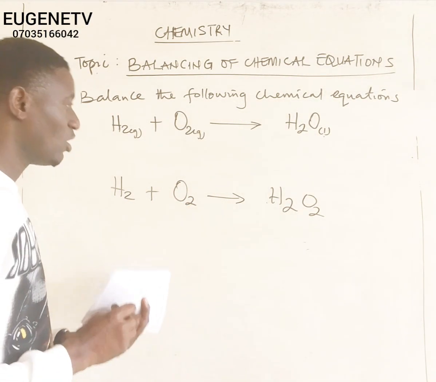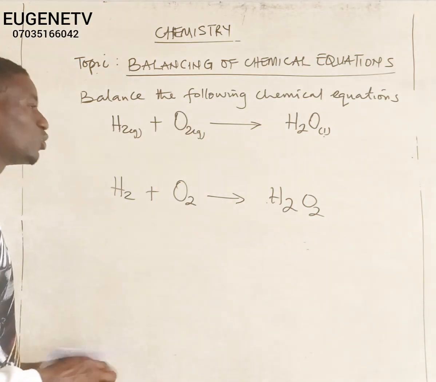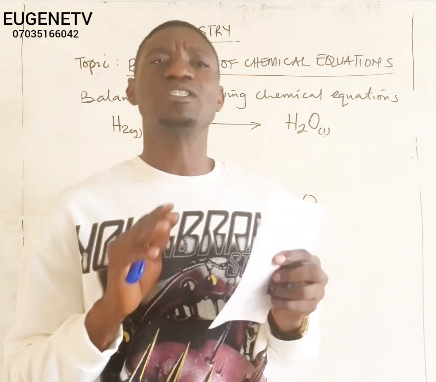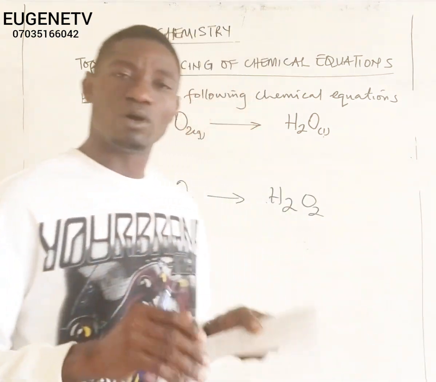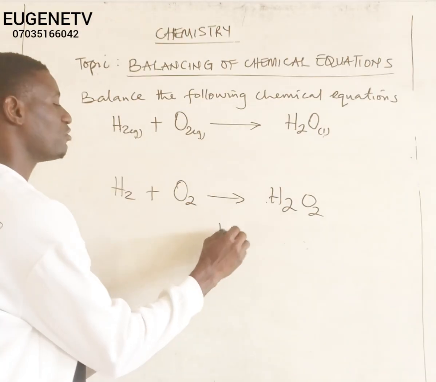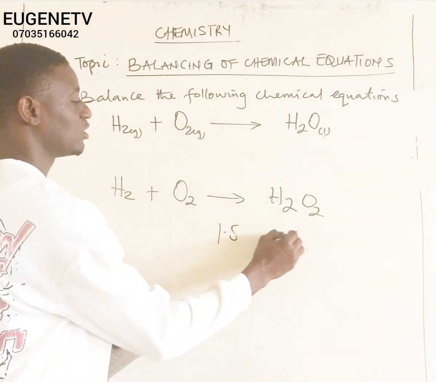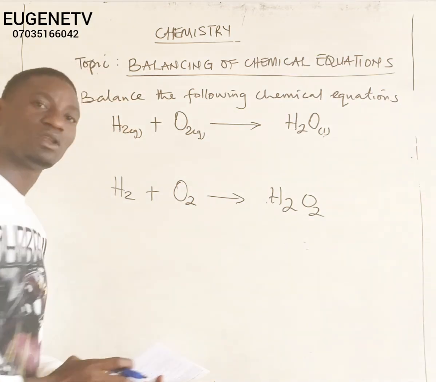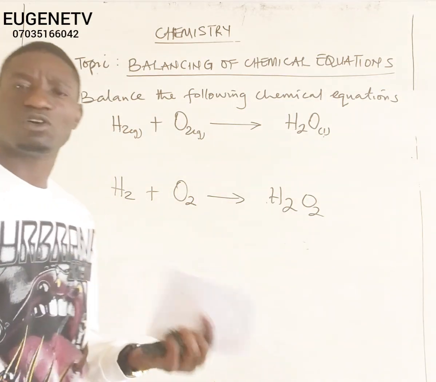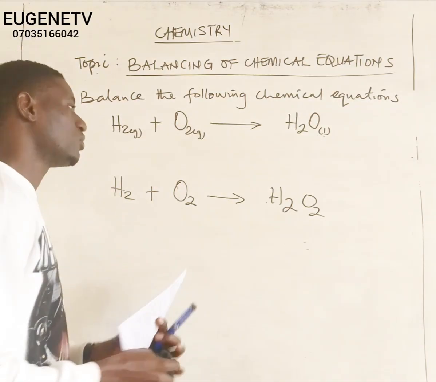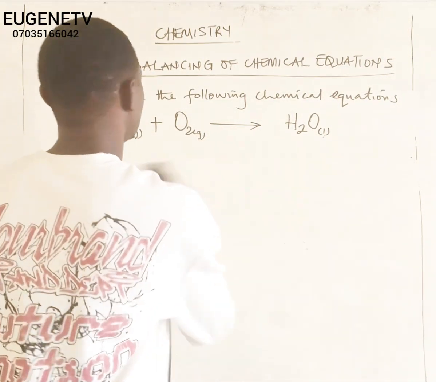Alright, rule number 2. Rule number 2 is that if you want to balance a chemical equation, always use simple whole numbers. Don't use fractional numbers like, let's say, 1.5 or 2.6. No, always use whole numbers, and they should always be simple ones, numbers like 2, 3, 4, 5, 6, as the case may be. So, alright, let us see how we can balance this equation.